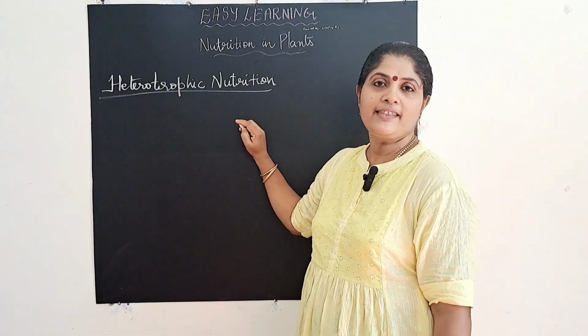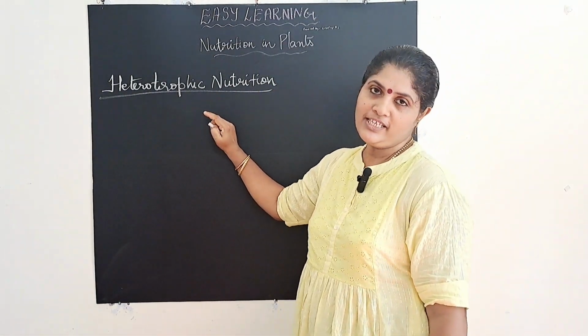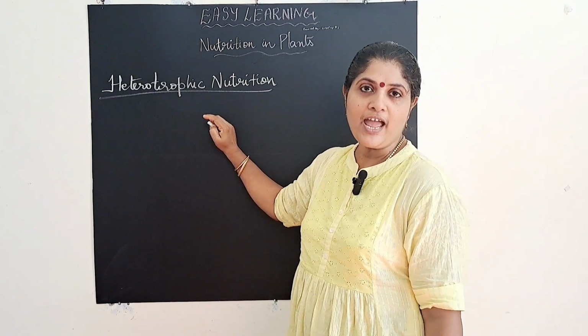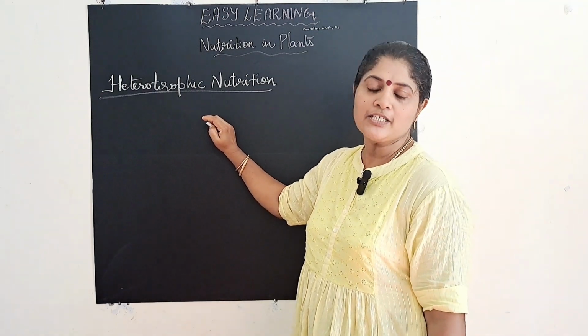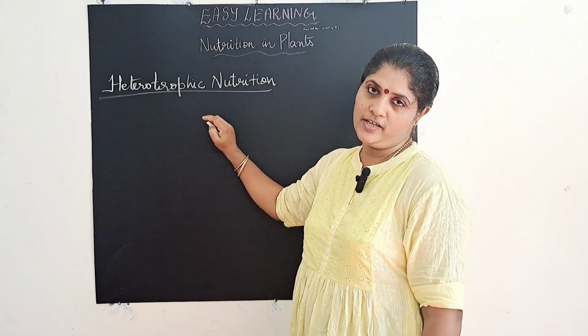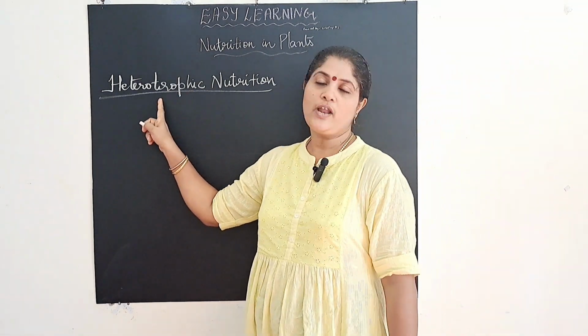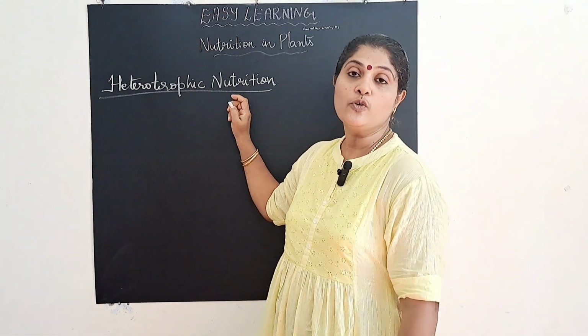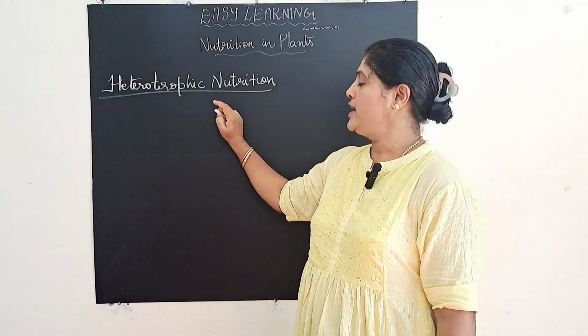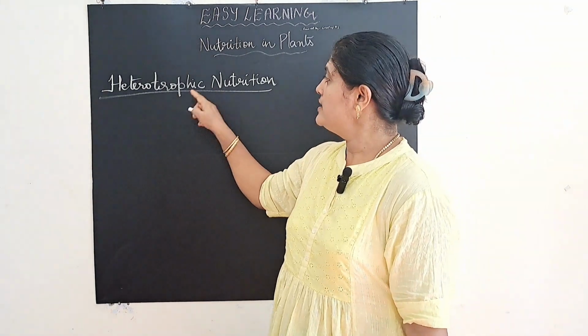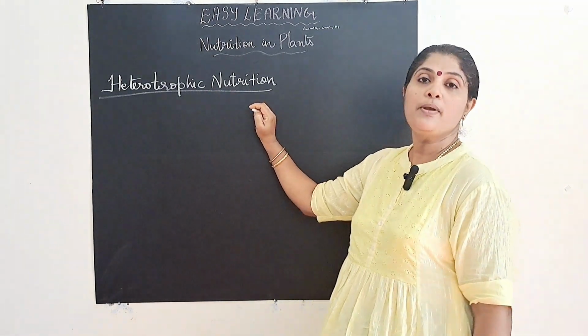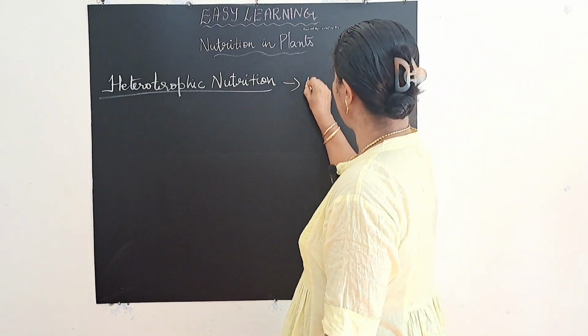In this video, I'll explain that the mode of nutrition in which the organism cannot prepare its own food and depends upon either plants or animals for food is known as heterotrophic nutrition, and those organisms are known as heterotrophs. In this heterotrophic mode of nutrition, one simple example is amarbel.